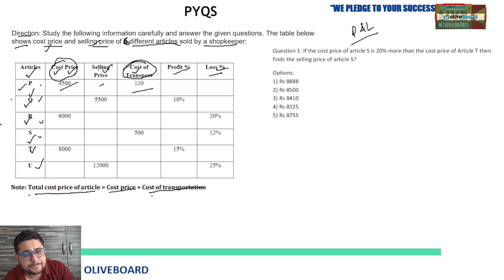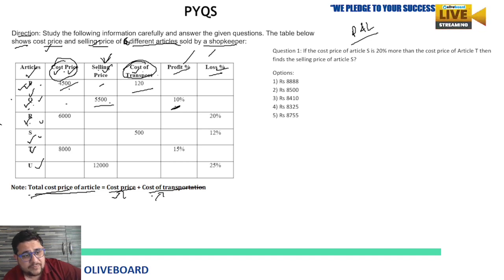And some of the data is missing. Is there anything by which we can calculate the missing detail? For article P, the cost price and cost of transport are given, so from this you can get only the total cost price of article P, nothing else. You cannot decide whether you are getting profit or loss, and you cannot calculate the selling price. Similarly for Q, the cost price is not given, but the selling price and profit percent are given. If profit percent is given, you can easily calculate the total costing, but you cannot decide what the cost price is and what the cost of transport is.